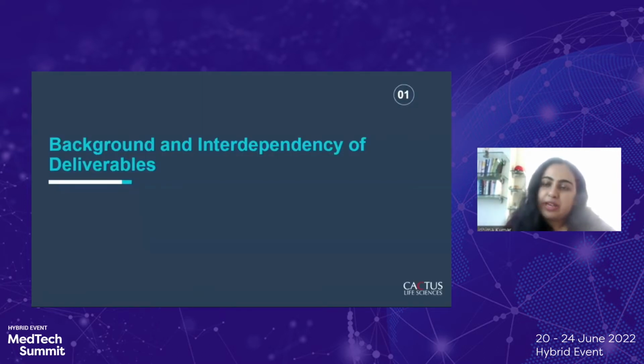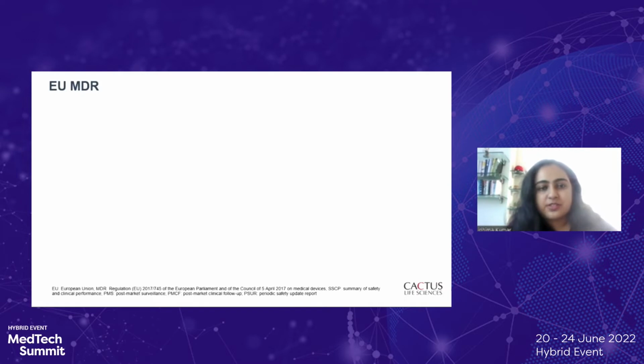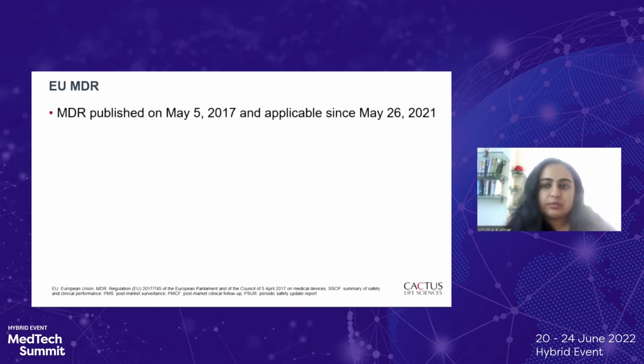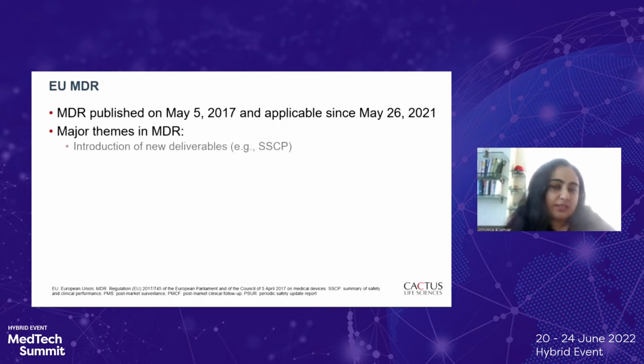Okay, so let's get into some of the background and understand the interdependency of deliverables. So just a little bit of background here. We know that the EU MDR was published in May 2017, and has been applicable since May 2021. What does that essentially mean for us? In short, it means a lot more work, but let's get into some of the major themes that the MDR has.